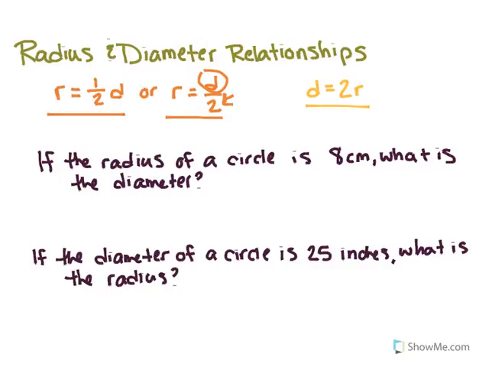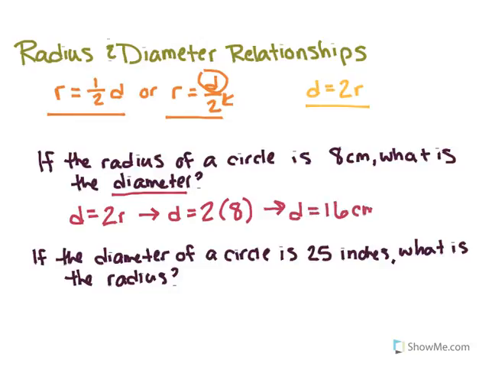So briefly, let's do some examples. First, if the radius of a circle is 8 centimeters, what is the diameter? I'm going to go ahead and take the formula for diameter and bring it down, which is D equals 2R. And we're going to substitute what we know. So D is equal to 2 times the radius, which I know is 8. And then we evaluate that. D is equal to 2 times 8, which is 16. And then our unit of measure is centimeters. So that's all there is to that.